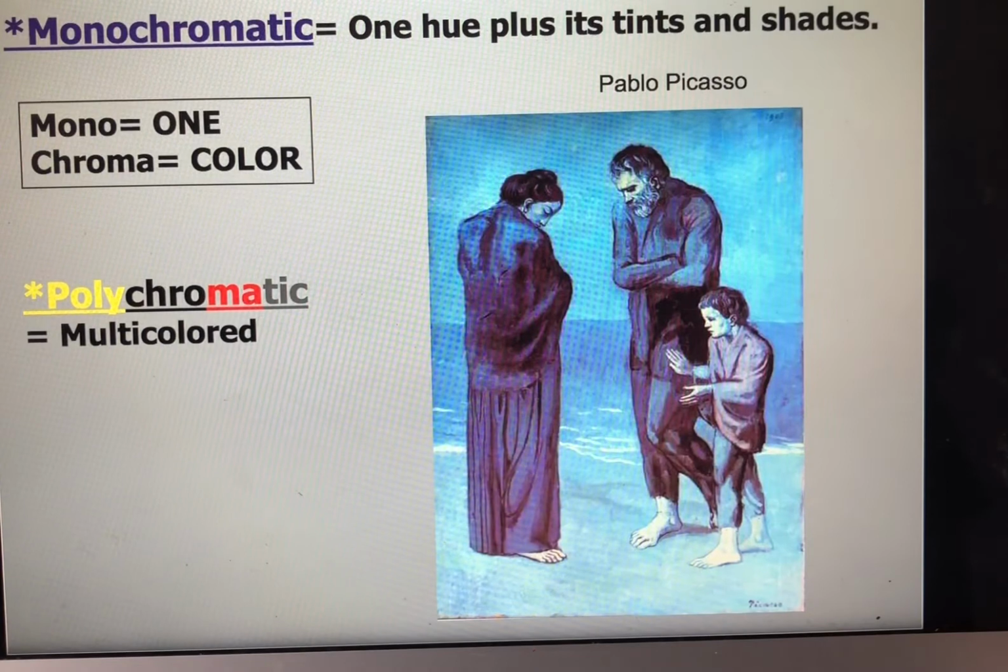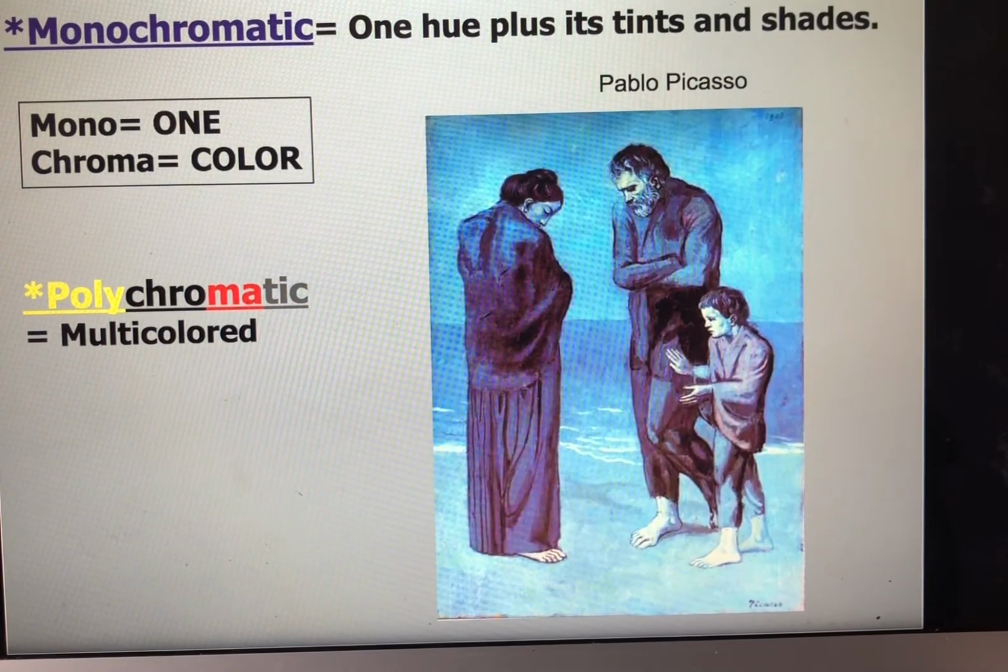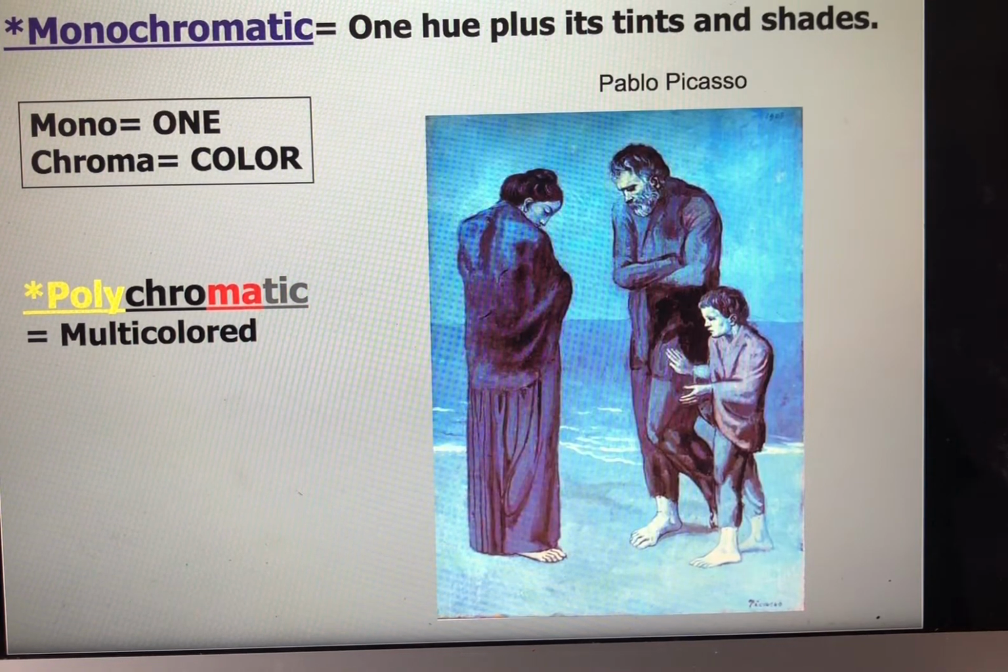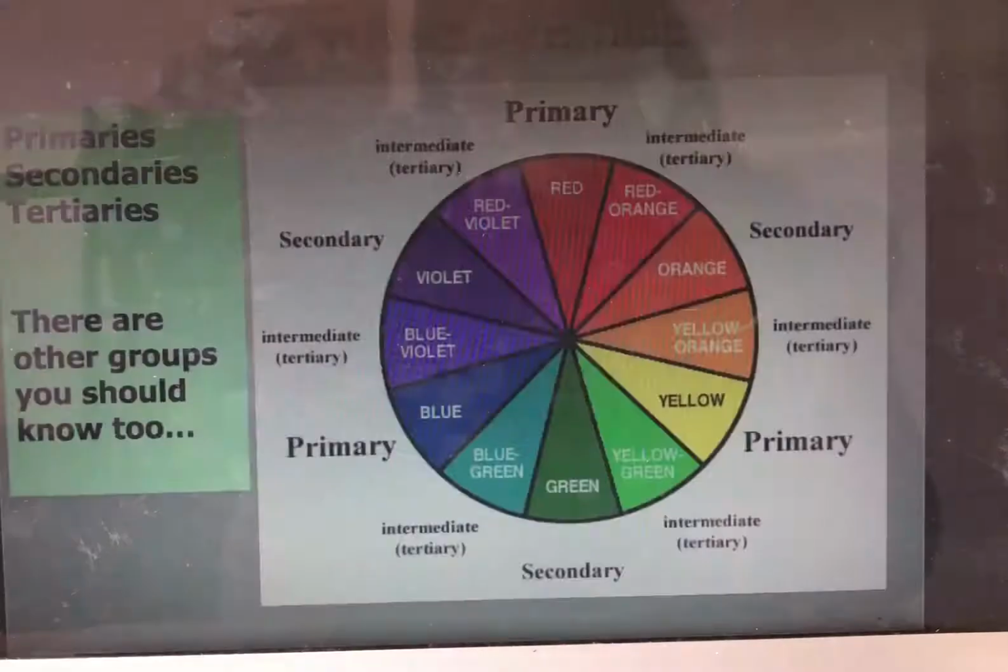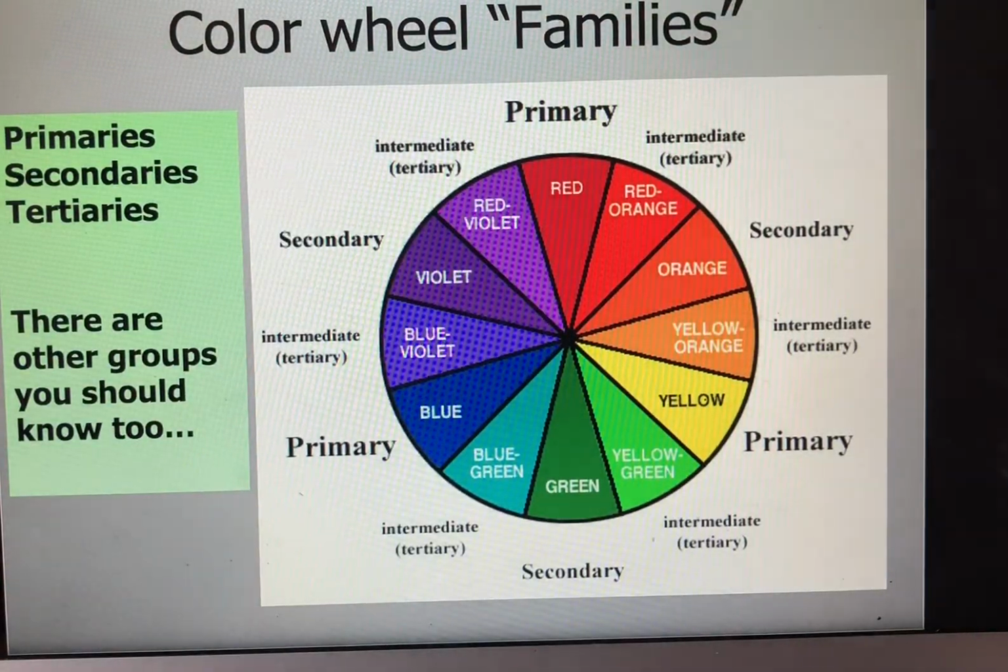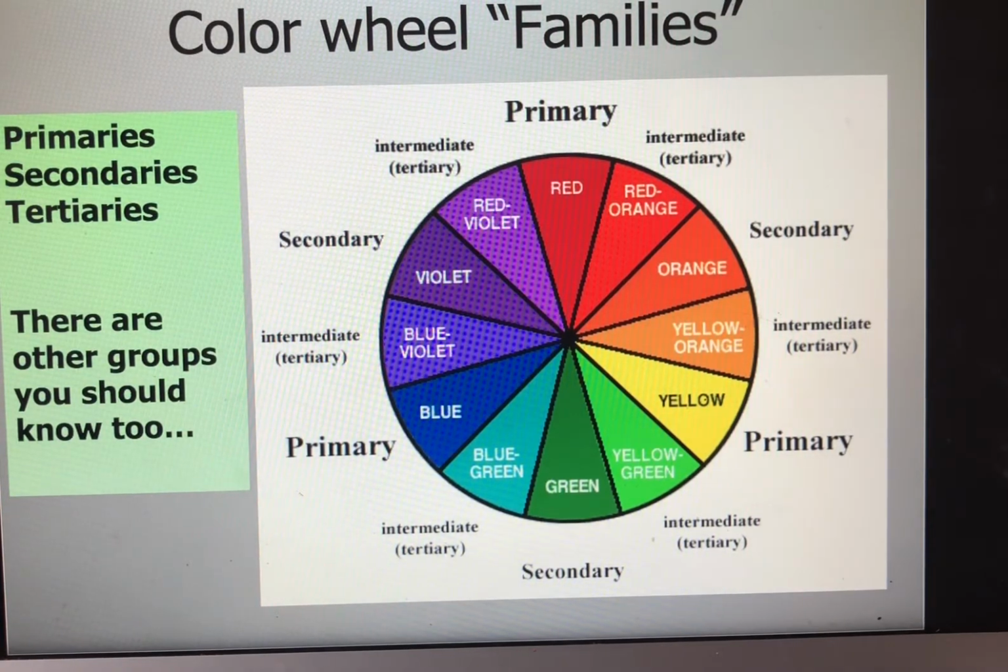Alright, and if you are creating an artwork like this one by Picasso that has only one base color mixed with its tints and its shades, then you have an artwork that is said to be monochromatic. Okay, mono means one and chroma means color, so one color. Alright, so those are color families.